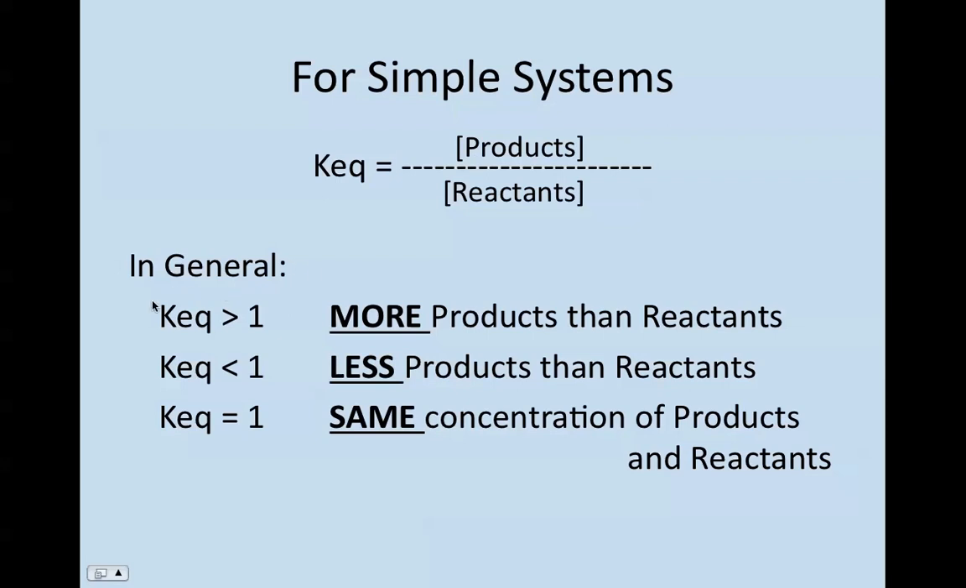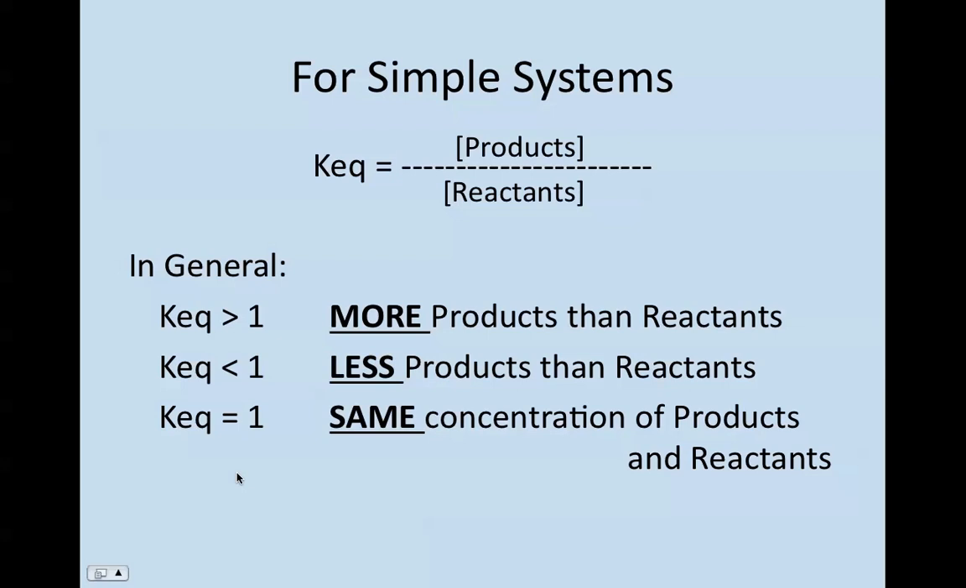Now, you need to know and memorize this information over here. If your equilibrium constant is greater than 1, that means you have more products than reactants, and that should make sense. You have a larger divided by a smaller number. If it's less than 1, then you have less products than reactants, which again should make sense because you have a smaller divided by a larger number. And if the equilibrium constant is equal to 1, that means you have the same amount.